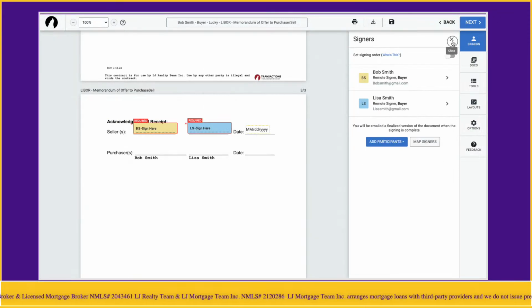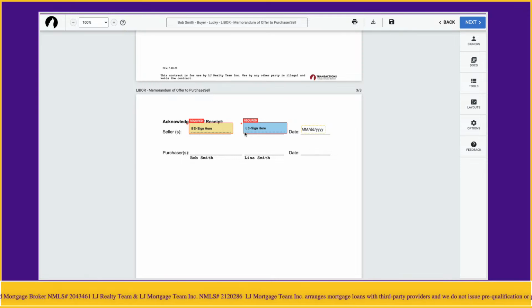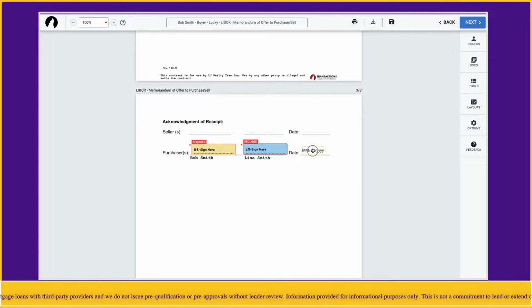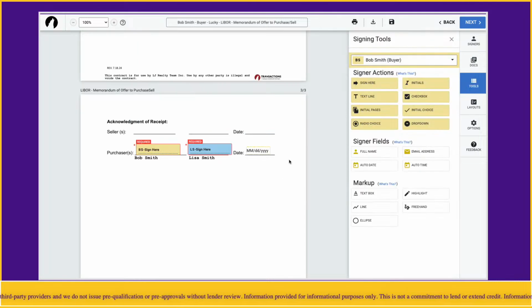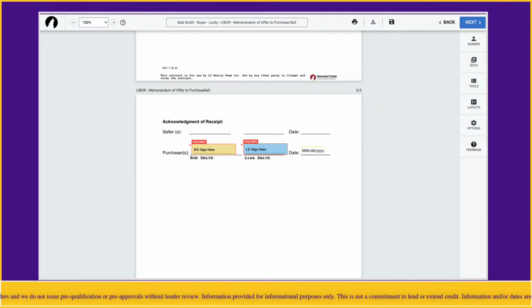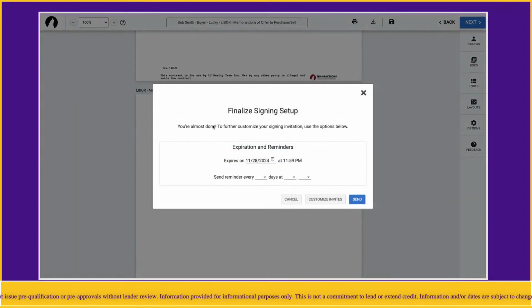Note what the system did. The system added both of them, but it added them under seller's side. We know they're not the sellers, they're the buyers. So we need to drag Bob Smith, and then Lisa Smith, to the buyer section, the purchaser. How about the date? The date is showing up there. You want to bring that down as well. Now, once we are ready, we want to click on next. It says finalize signing, send.